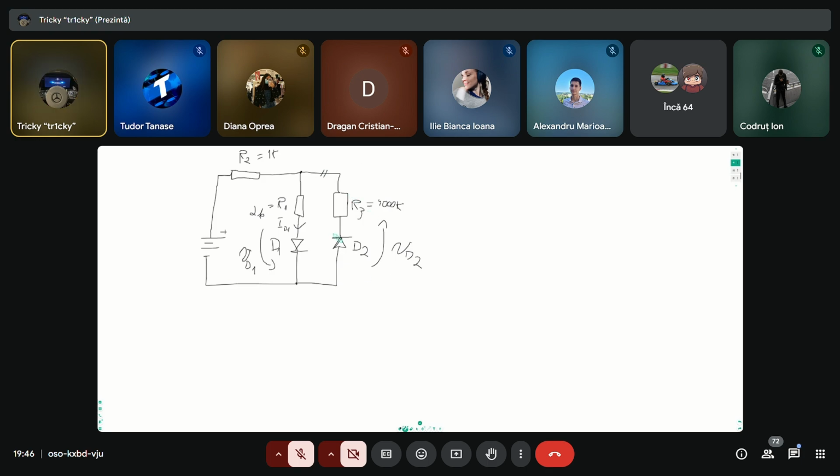A diode can have two states: it can be on or off. So the first thing you write when you have a problem like this is that in our case here, VD1 is bigger than 0 and VD2 is smaller than 0. This is the condition you are aiming to fulfill by the end of the exercise.